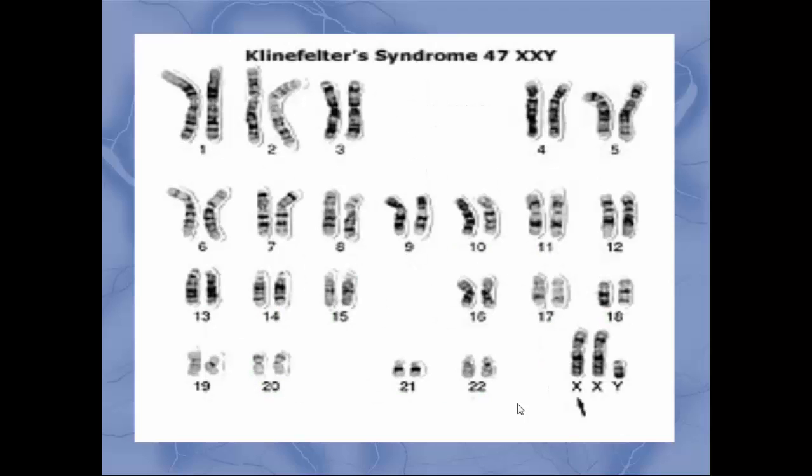Klinefelters, or XXY, instead of having either XY or XX, you have a combination of both of those, so you have XXY. And even though there are two X's, because there is some Y chromosomes there, this person would be genetically male.